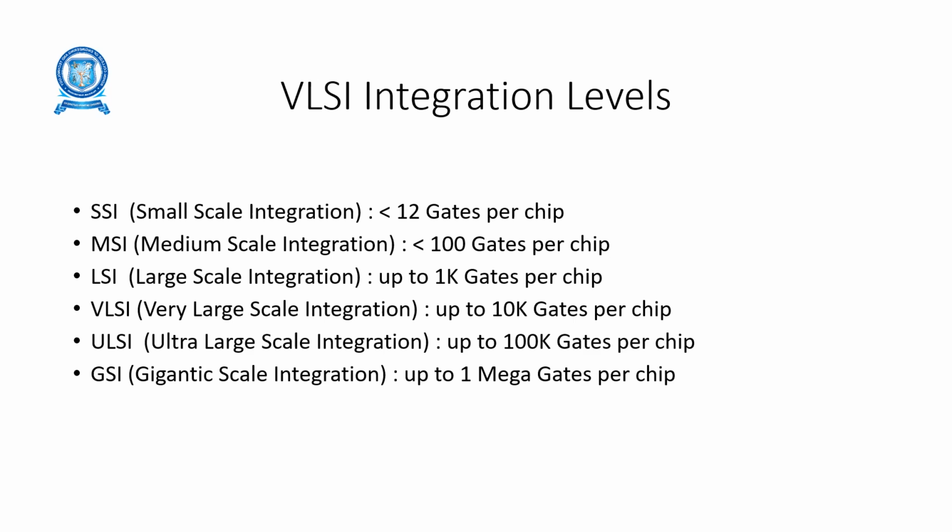Here, different levels are there in the VLSI design. In the first one, we are having SSI. SSI means small scale integration. In small scale integration, we are using less than 12 gates in the single chip. Next one, medium scale integration, MSI. In the MSI, we are going to use less than 100 gates in the single chip.